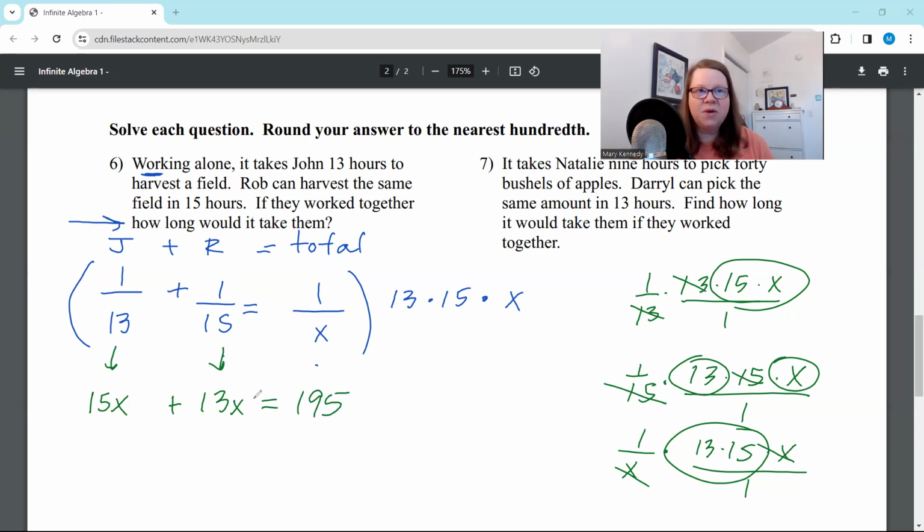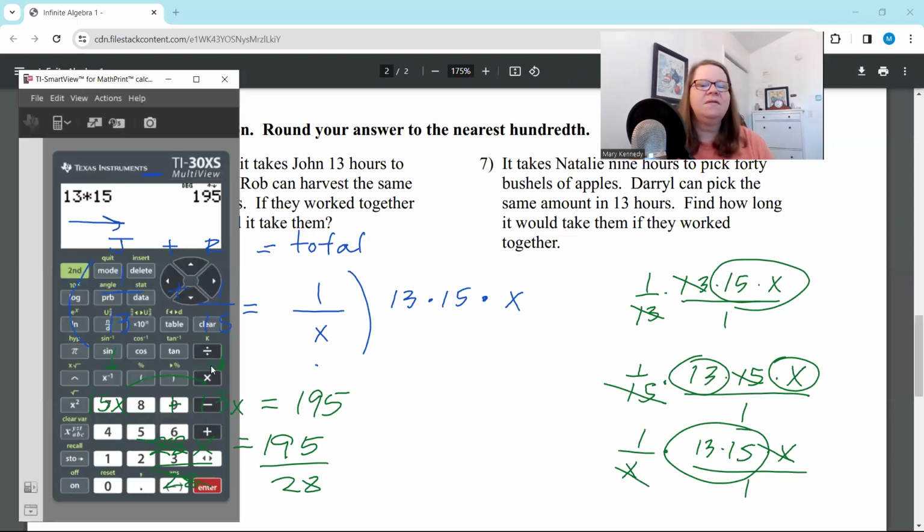Now this is a much simpler problem, right? That's a lot more doable. So 15 and 13, that's 28X. And then the last thing is just to divide both sides by 28. And let's see what we get there. So 195 divided by 28. I know my calculator's covered up by all my writing. 6.964. It does say to round to the nearest hundredth.